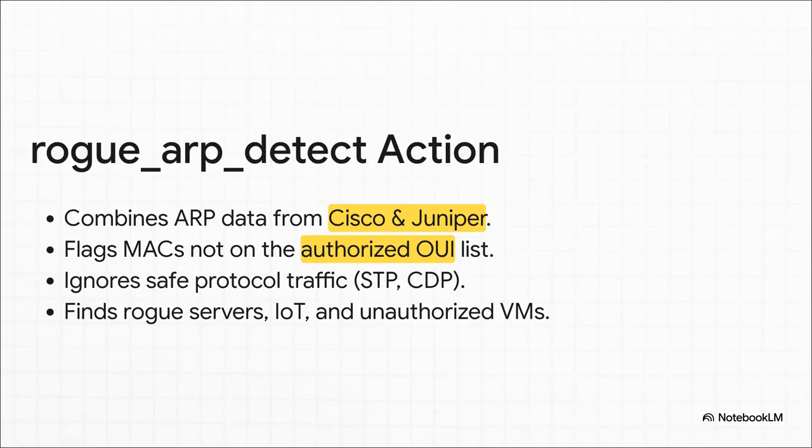Okay, let's look at Rogue ARP Detect in action. This is your go-to for multi-vendor shops. It pulls communication logs from your Cisco and Juniper gear, checks those OUI fingerprints against your approved list, and here's the clever part. It automatically ignores all the normal network background chatter, so you don't get flooded with false alarms. This makes it perfect for finding those rogue servers and shadow IT devices that are chattering away on your network.